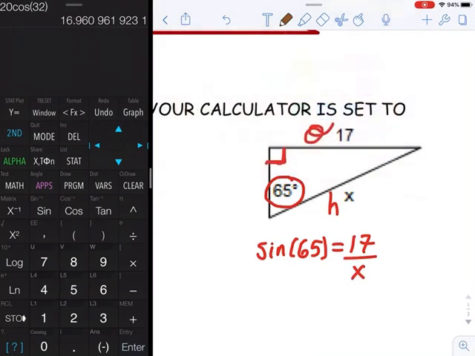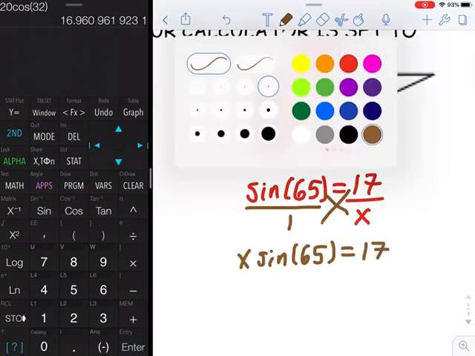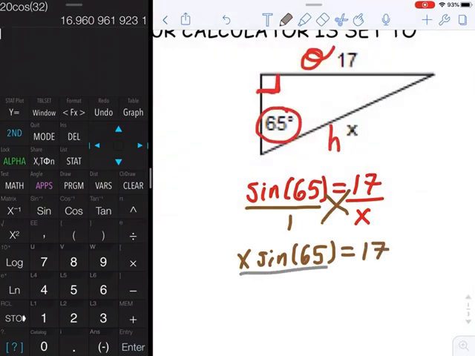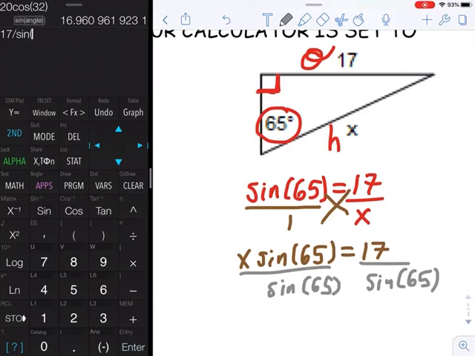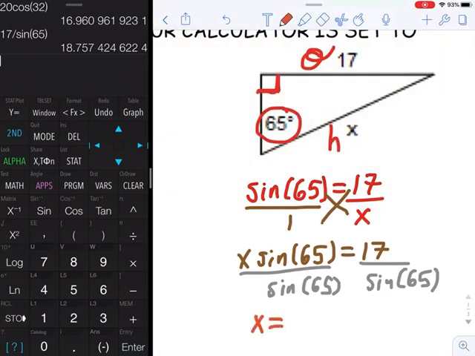Okay, sine 65, it's just some number. I have no freaking clue what that number is, but I'm going to treat it like a number, and then I'm going to solve for x. Cross multiply: x sine 65 equals 17. Divide both sides by sine 65. And then again, you guys need a calculator. Whatever calculator you're using, make sure it's set to degrees. I need a calculator for this. If I need a calculator for this, you need a calculator for this. The only person that can do this stuff in his head is Mr. DeShetler himself.